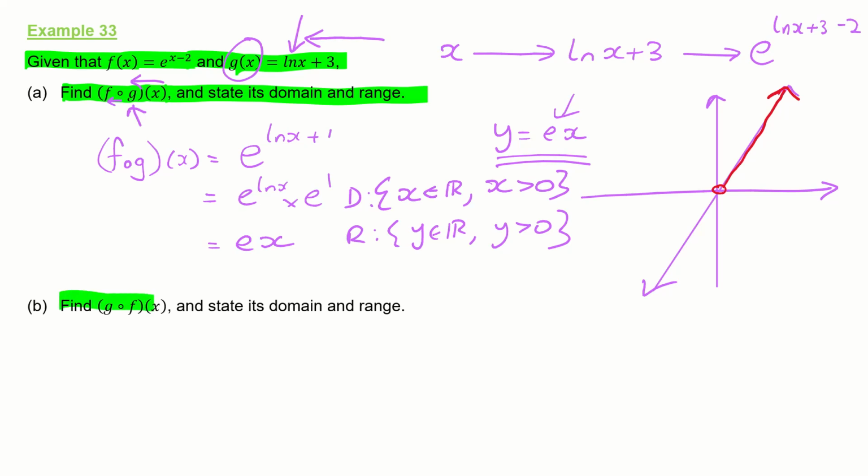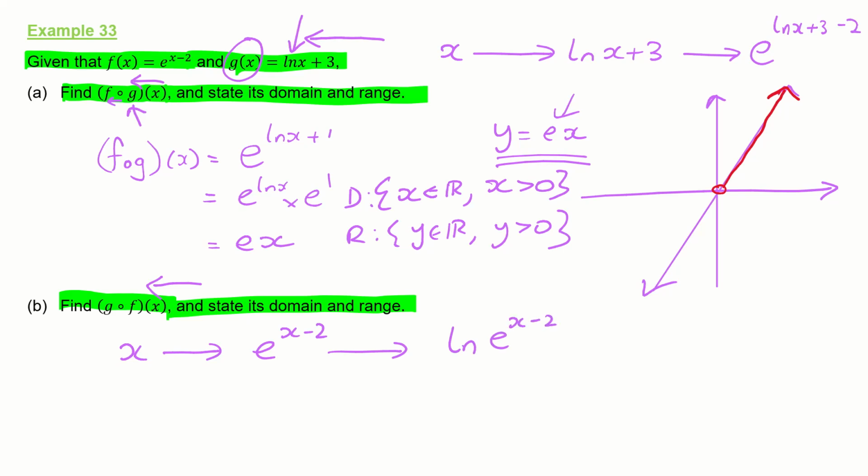We now want to find g of f of x and state its domain and range. So this time we're going into f first. So, starting with x, we'll get e to the x minus 2, and we're going to put that into the log. So we get ln of e to the x minus 2, plus 3.